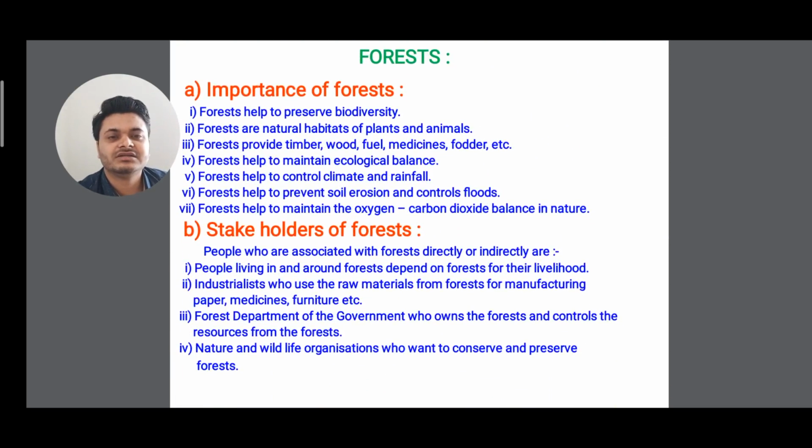Now from forest, first we'll see the importance of forest. What is the importance of forest? Forests help us to preserve biodiversity. Forests are natural habitats of plants and animals. Forests provide timber, wool, fuel, medicines and fodder. Forests help to maintain ecological balance. Forests help to control climate and rainfall. Forests help to prevent soil erosion and control floods. Forests help to maintain the oxygen, carbon dioxide balance in nature.